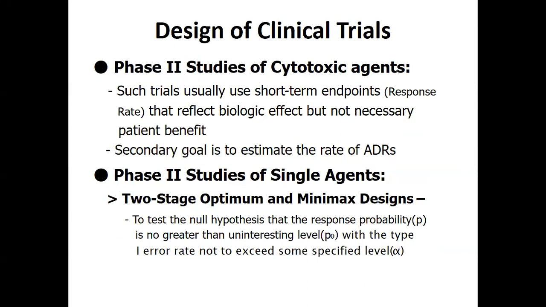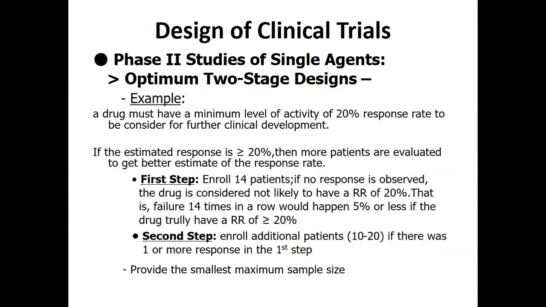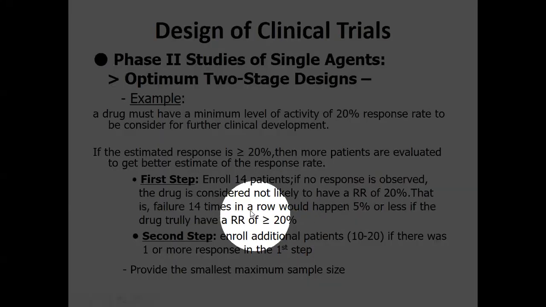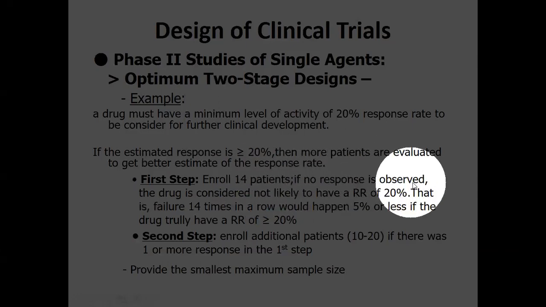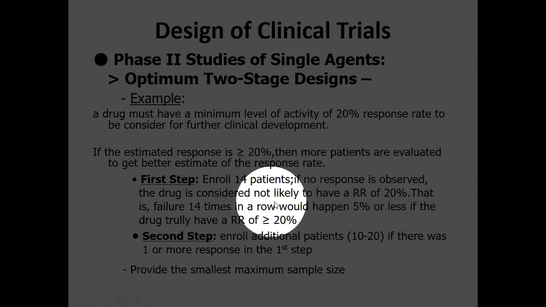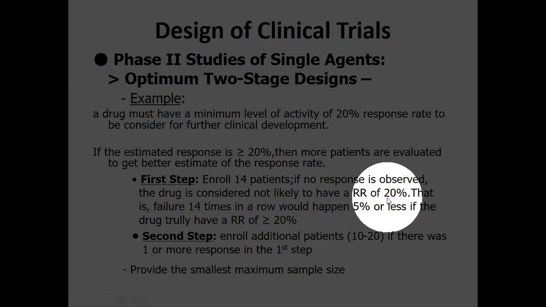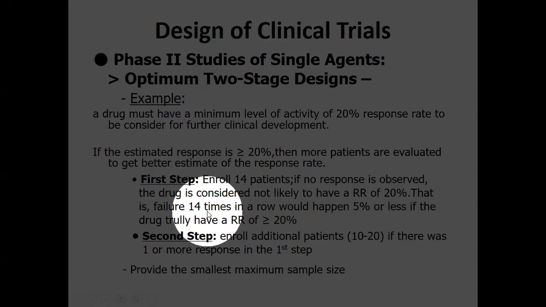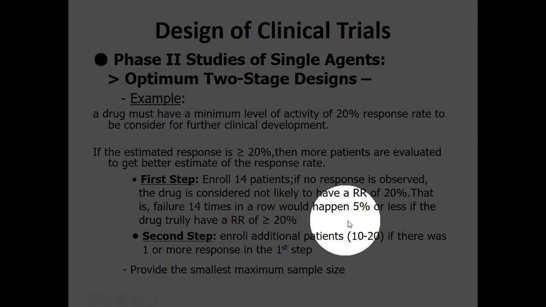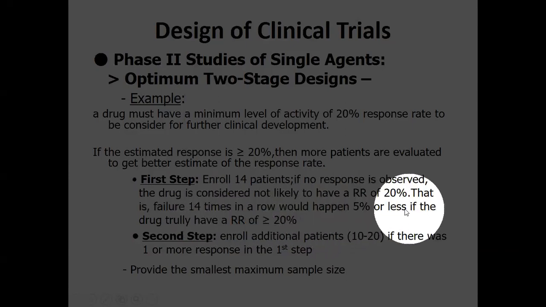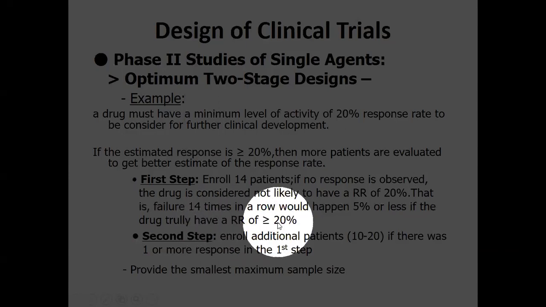You don't do that and realize that this drug was a dud because the phase 1 gave you at least the MPD, OBD, but now is really efficacious. So we have this 2-step design, and hopefully Bob will talk about it. You do a 1-step, i.e. put 14 patients on. If no response is observed, the drug is considered not likely to have a response rate of 20%. How did that happen? That is, failure 14 times in a row would happen only 5% of the time if the drug truly had a response rate of 20%.